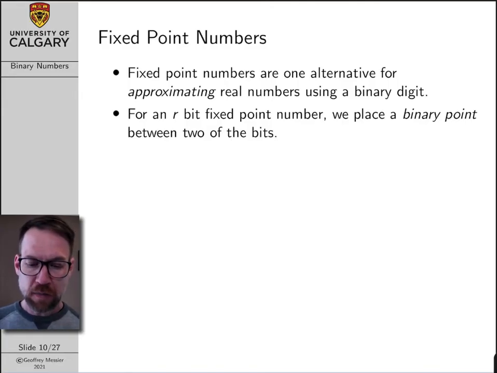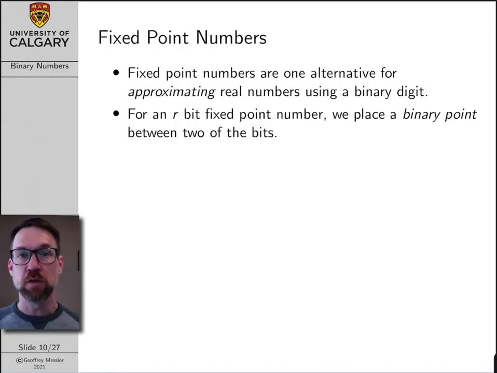So basically, fixed point numbers are one alternative for approximating real numbers using binary digits. Again, we don't have infinite precision here. We've got a finite amount of precision, and you'll see what I mean by that. For an r-bit fixed point number, we place a binary point between two of the bits. This is very, very analogous to the decimal point.